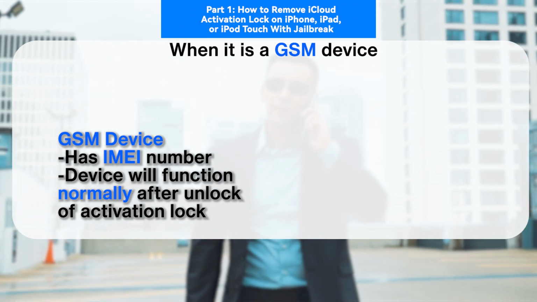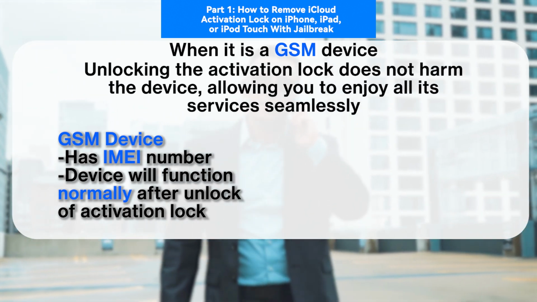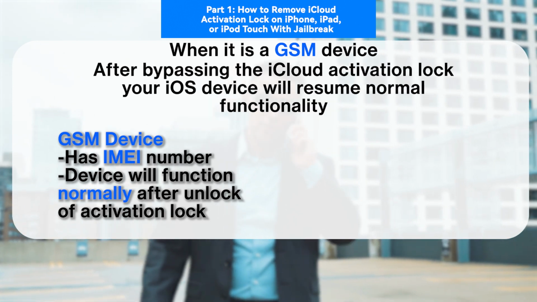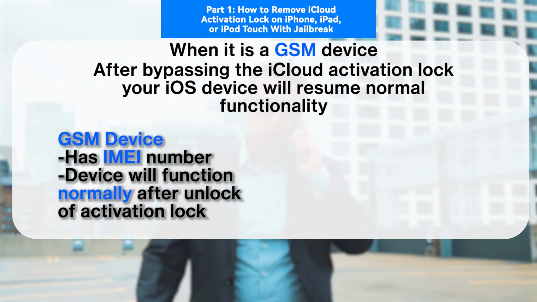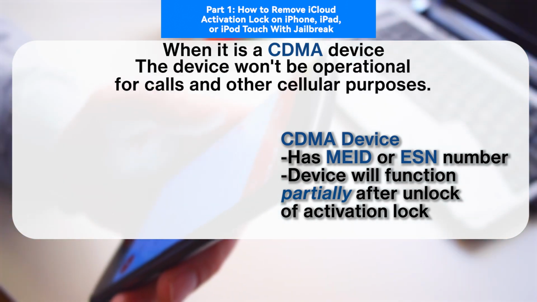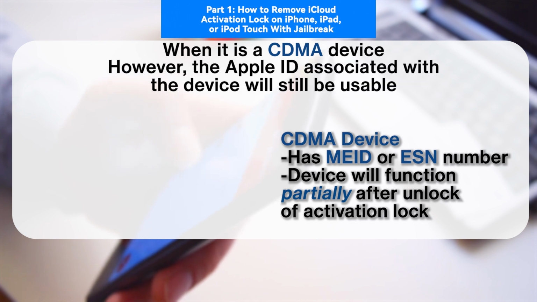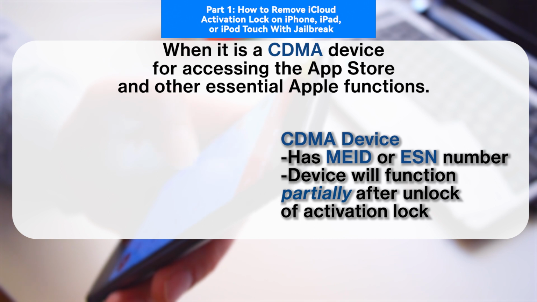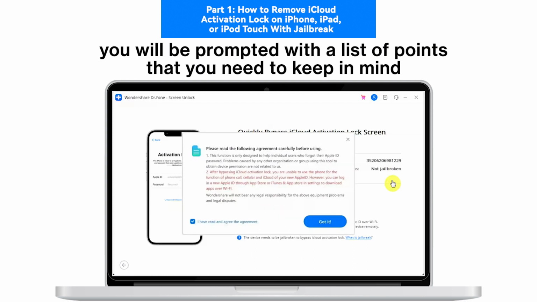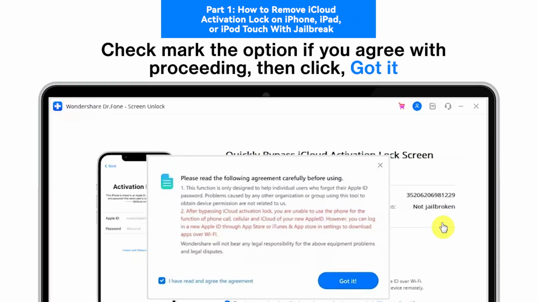When it is a GSM device, unlocking the activation lock does not harm the device, allowing you to enjoy all its services seamlessly. After bypassing the iCloud activation lock, your iOS device will resume normal functionality. When it is a CDMA device, the device won't be operational for calls and other cellular purposes. However, the Apple ID associated with the device will still be usable for accessing the App Store and other essential Apple functions. As you proceed with the operation of unlocking the CDMA device type, you will be prompted with a list of points that you need to keep in mind. Checkmark the option if you agree with proceeding, then click Got it.